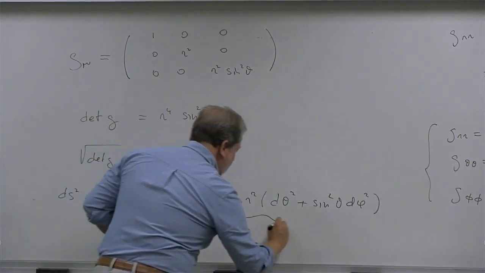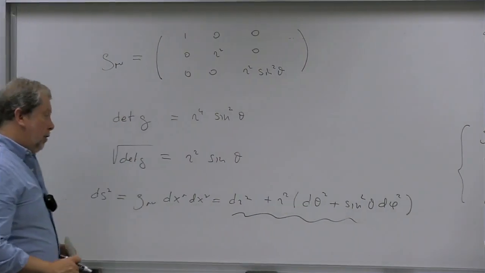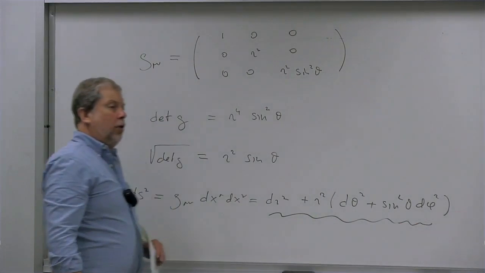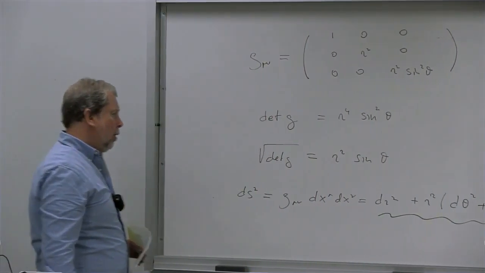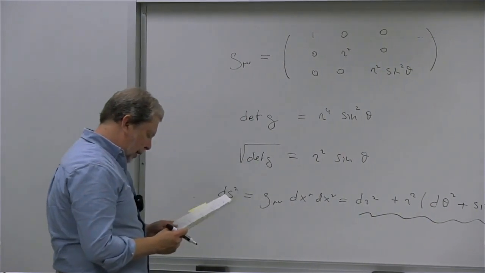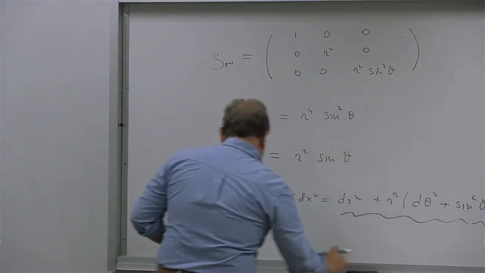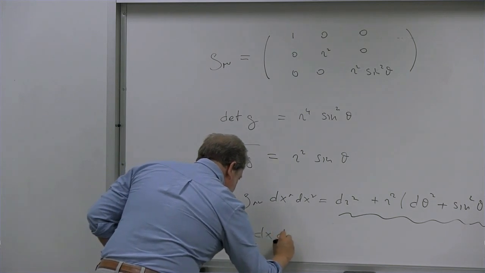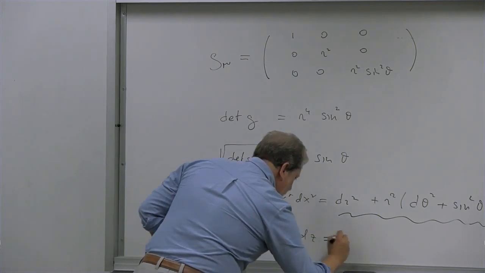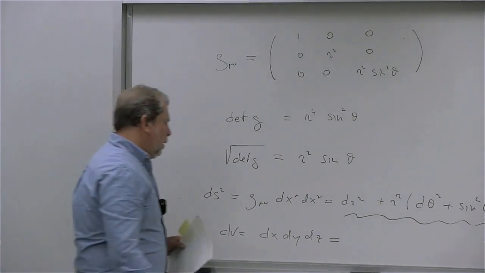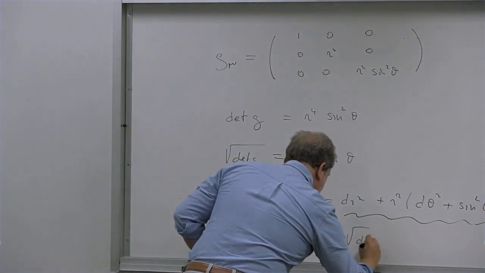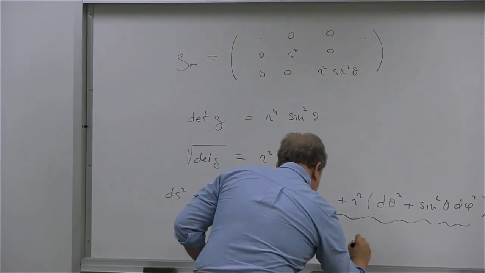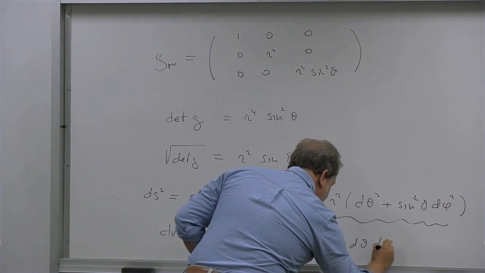So the distance, which is the square root of this thing, contains a number of terms which actually have coefficients which are not equal to 1, as in the flat case. And the other thing is the volume element, dV, which is dx times dy times dz in the Cartesian case. In this case, it is the square root of the determinant of the metric times dr, d theta, and d phi.